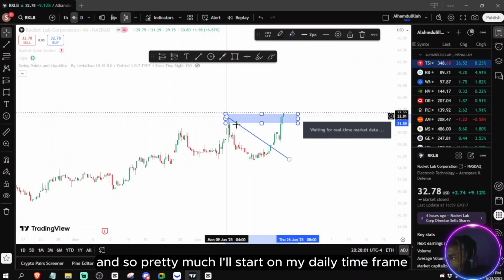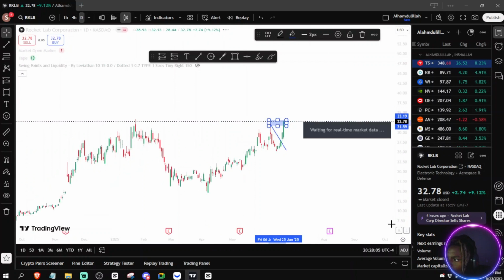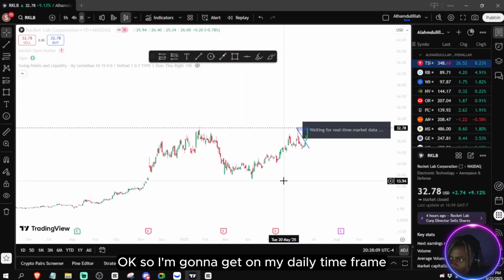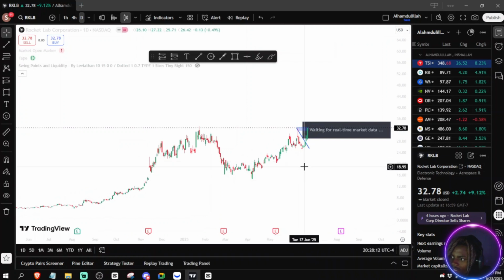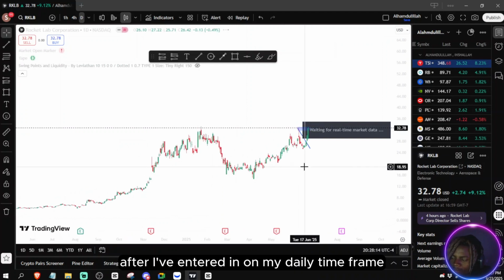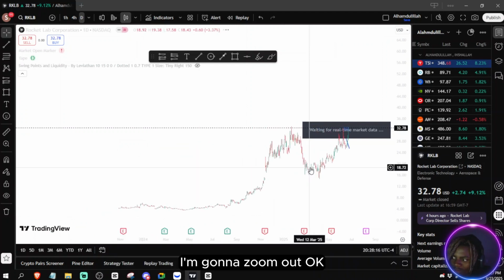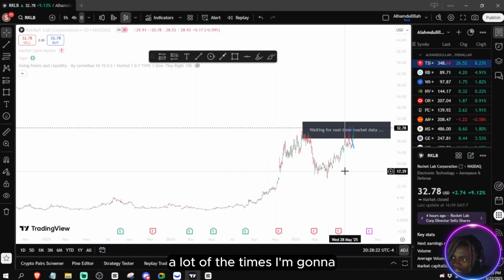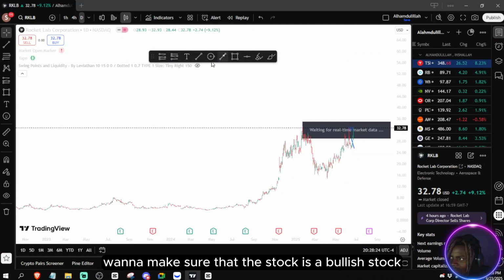And so pretty much I'll start on my daily time frame. Okay. And this is how I would long, for instance. So I'm going to get on my daily time frame. After I've entered on my daily time frame, I'm going to zoom out. Okay, I'm going to look all the way to the left to current price. A lot of the time, I'm going to ideally want to make sure that the stock is a bullish stock.